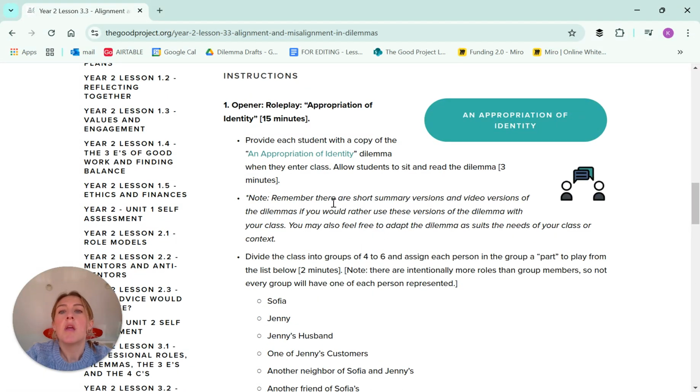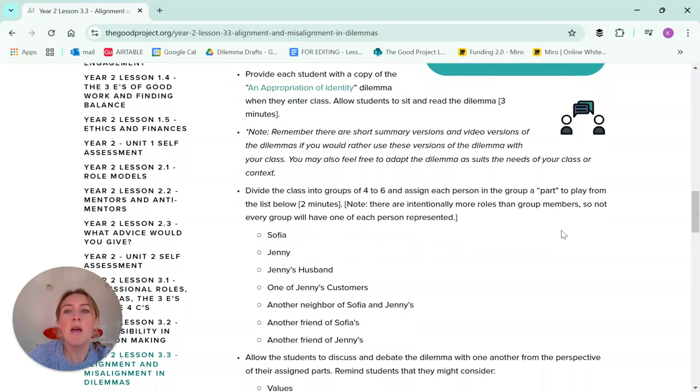Okay, so at the start of this lesson, you're going to be providing each student with a copy of the Appropriation of Identity Dilemma. And just as a reminder, we always have a short summary version at the top of the dilemma as well as a video version of the dilemma in case you'd rather use one of those to break up the class so that it's not too writing heavy, not too reading heavy, and that it's appropriate for your students, and you can use whichever one you think is right for your class.